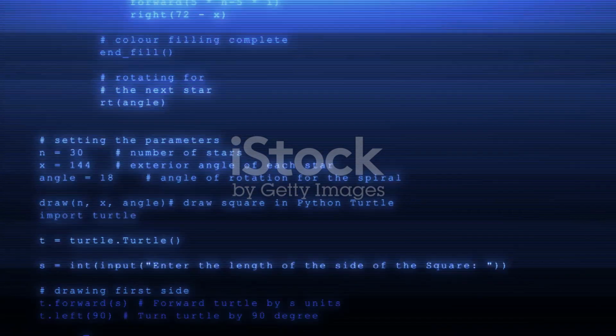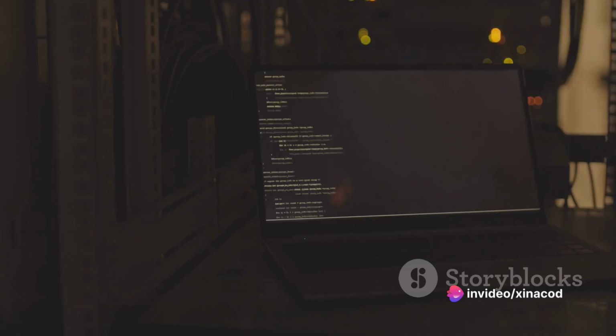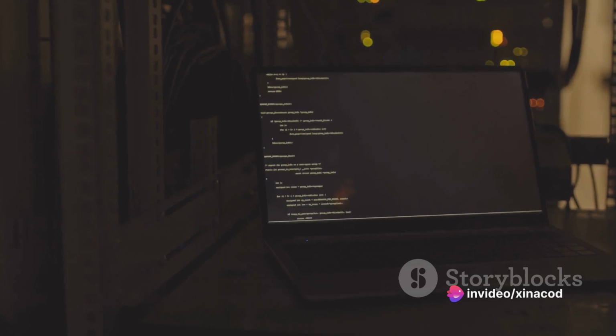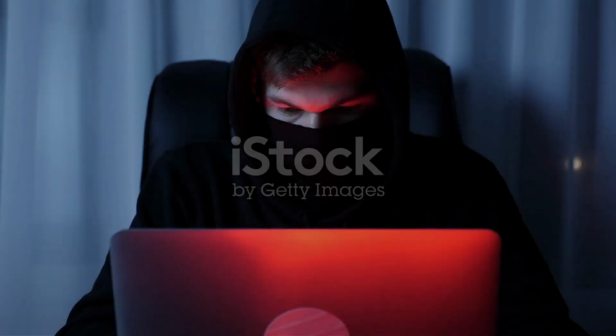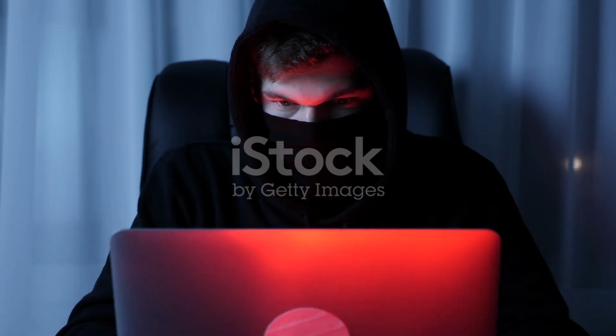This means an attacker can manipulate the server, execute commands, and even steal data. Essentially, they gain control of the system. So, web shells are like hidden doors for attackers to infiltrate systems. But what about remote code execution? Remote code execution, or RCE, is another intriguing aspect of cybersecurity.